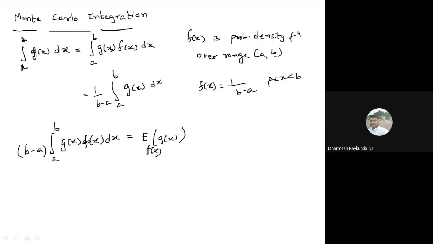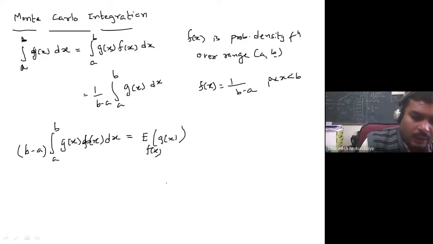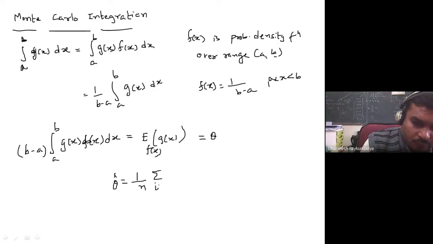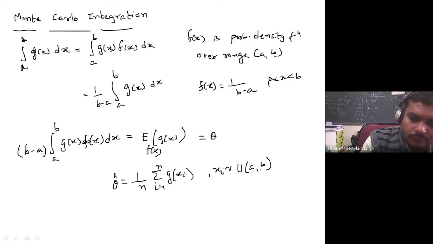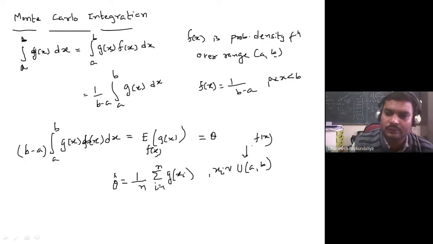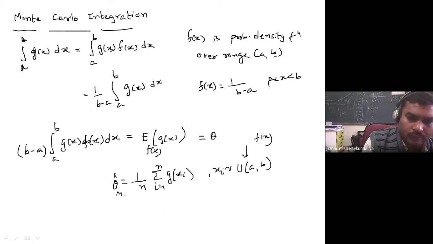Okay, so this is where you can find the expectation of g(x). If we call it theta, then theta cap is 1 upon n, summation i running from 1 to n of g of xi, where xi is taken from uniform a to b, because this is what we call f(x). So xi is from uniform a to b. This is called the Monte Carlo integration.